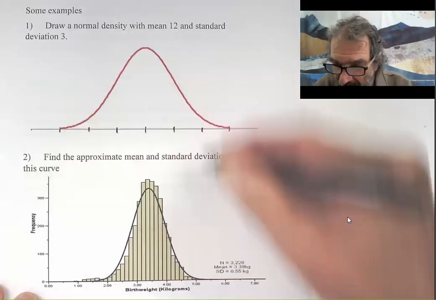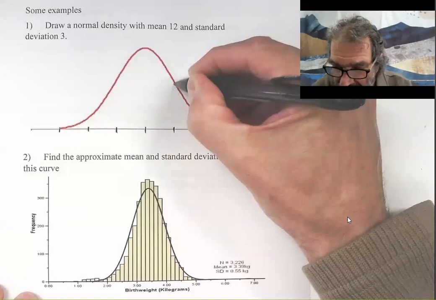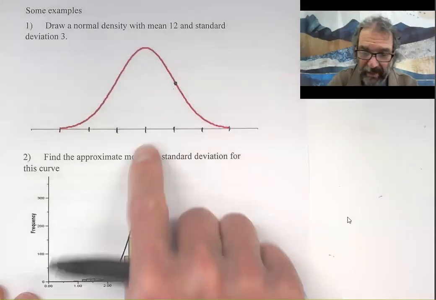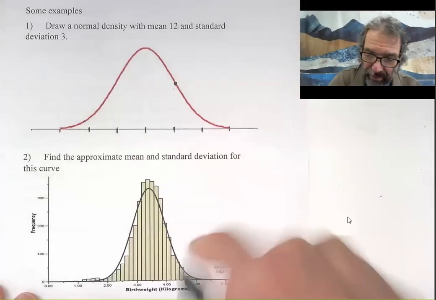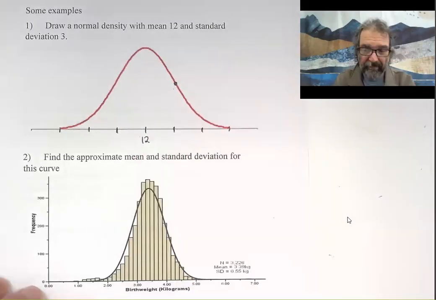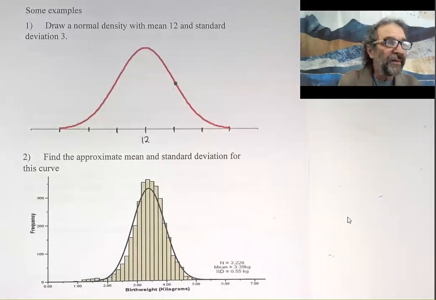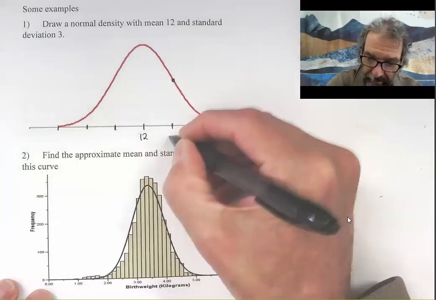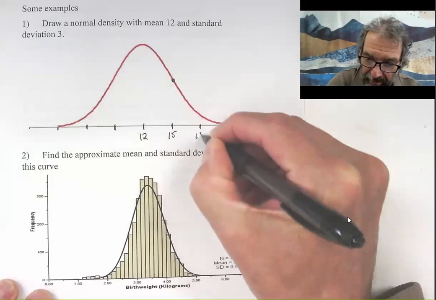So up above this, we find the steepest place on the curve there. And in the middle here is the mean. The mean is 12, okay. And then the standard deviation is 3. So if you go over one standard deviation, you just add 3. And then 3 more. And then 3 more.